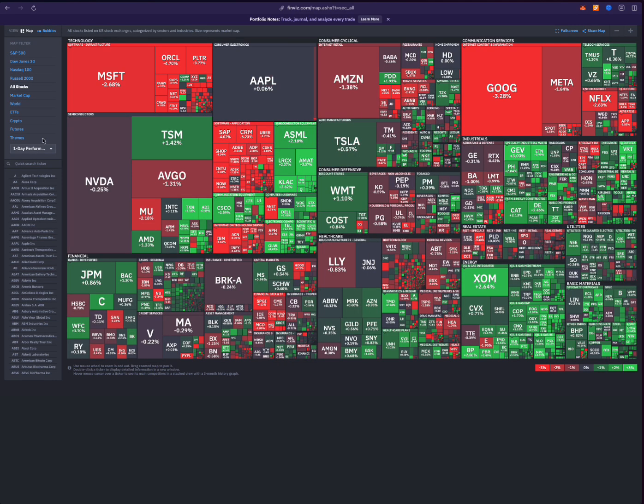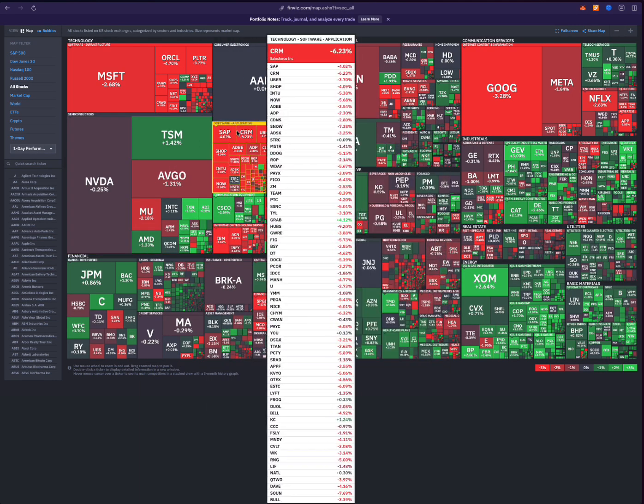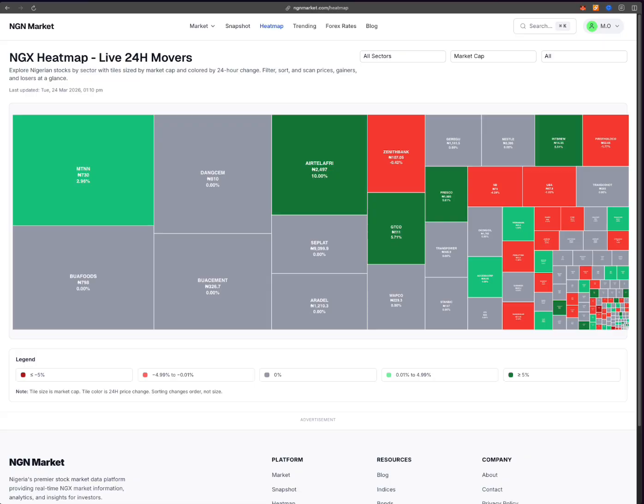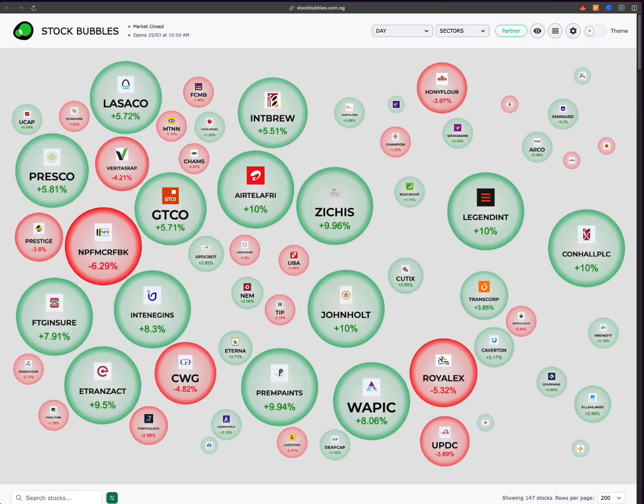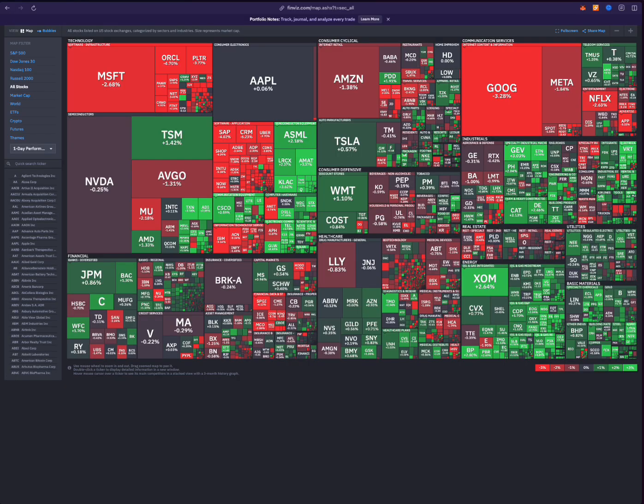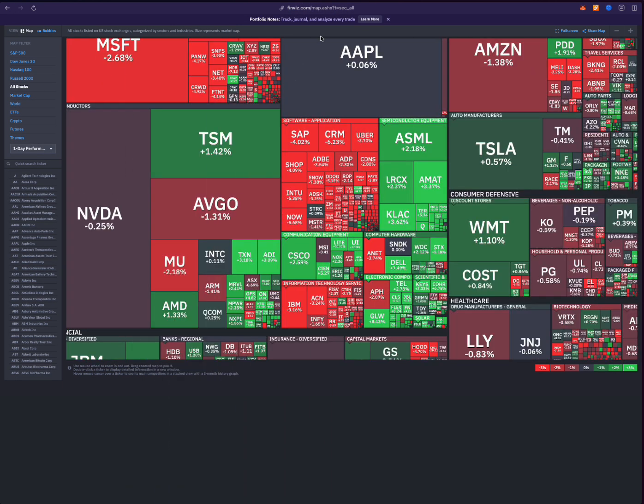Today we're going to be talking about heat maps, why people use them, why you should use them, why they are important, and what a lot of people use them for. All right. So there are three websites here. First one is finviz.com/map. You can also just visit the website and click on map at the top.